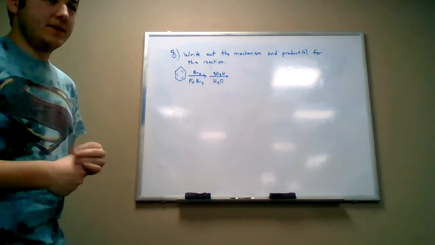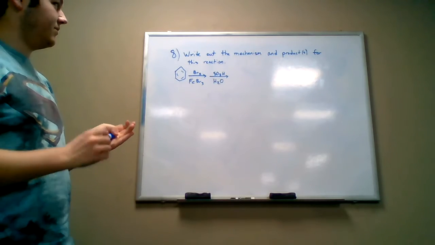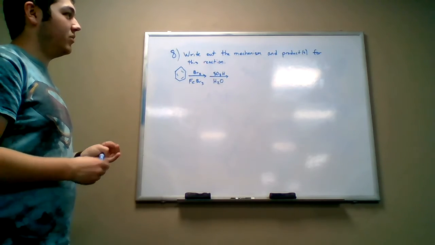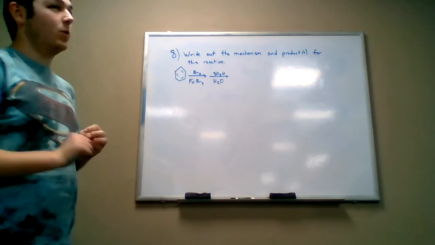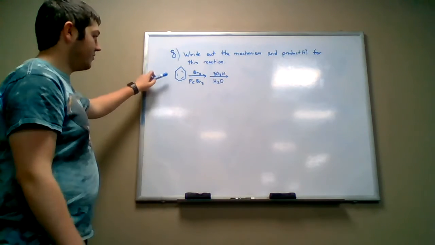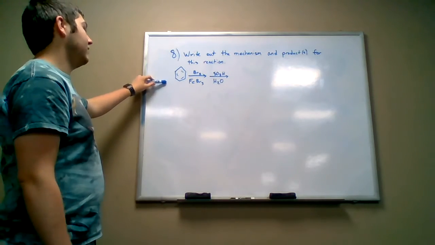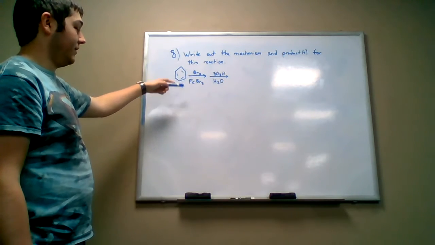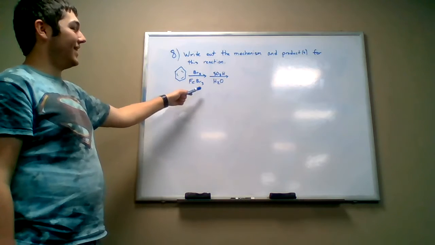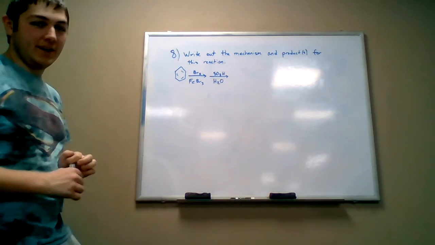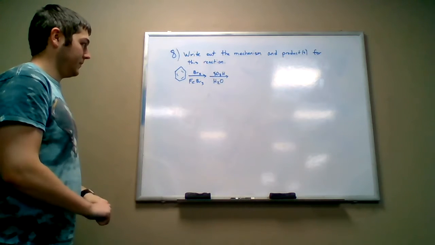On to problem 8. This one's asking for us to write out the mechanism and the product or products for this reaction. So what we have here to start with is a benzene ring, and then that first reacts with Br2 and FeBr3, and then that's going to react with SO3H and H2O.